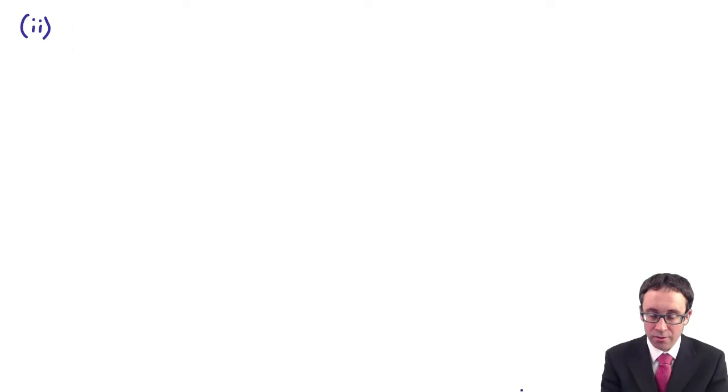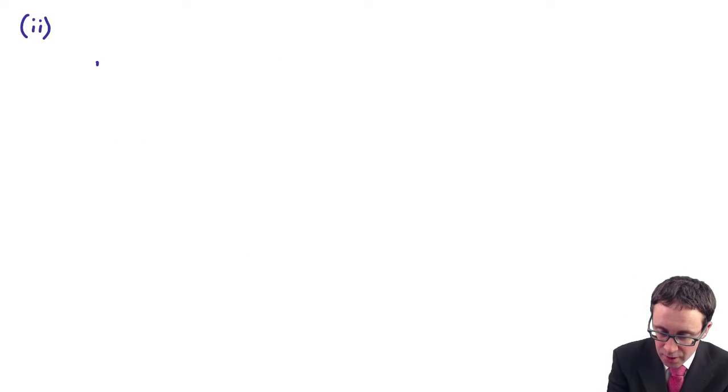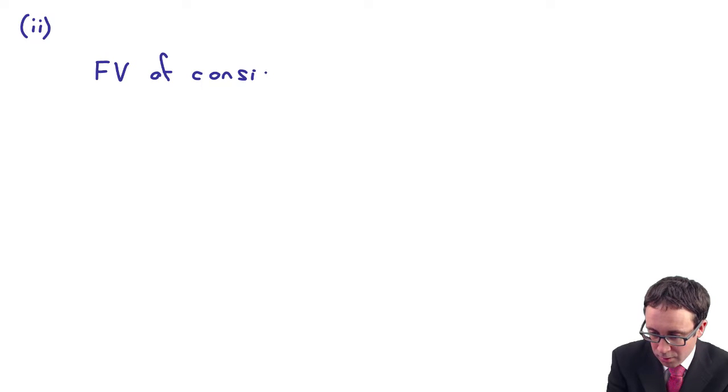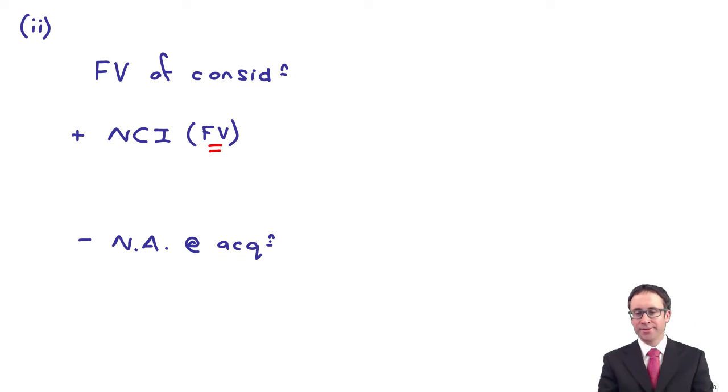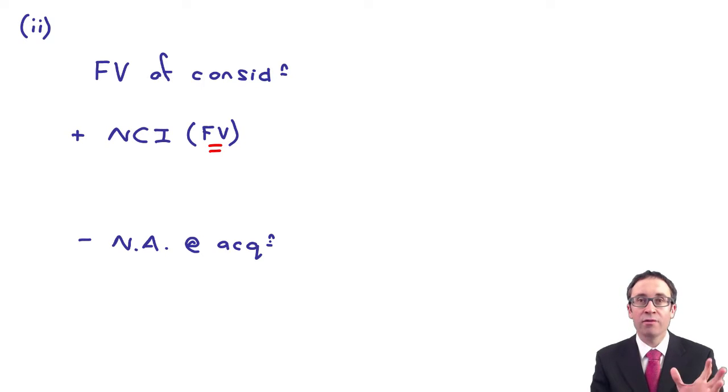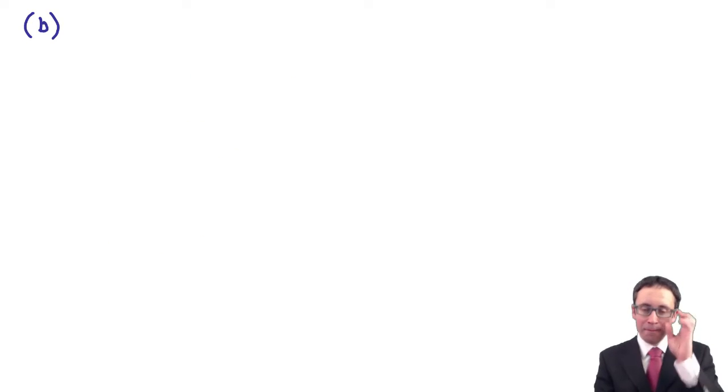That's part 1. Part 2, it's exactly the same, isn't it? So we go through with your pro forma and look at the fair value of the consideration. We add on the non-controlling interest. So again, in this instance now, that's at fair value. And then we deduct the net assets at acquisition. Okay. Everybody happy with that as a standard working? Hope so. Good.